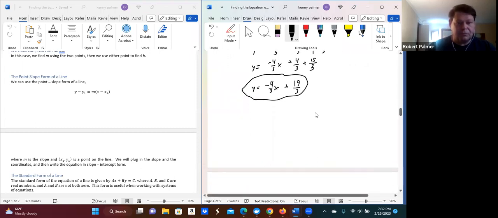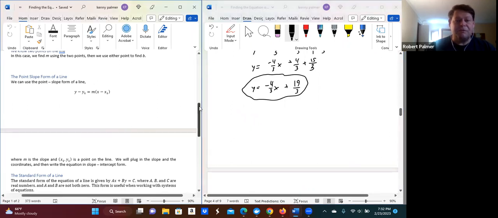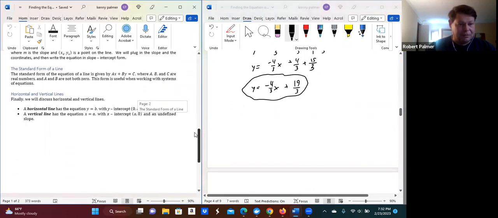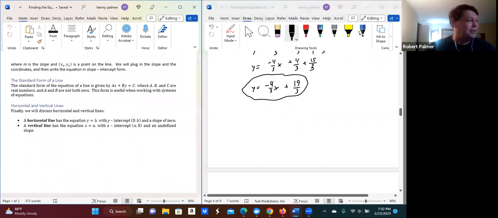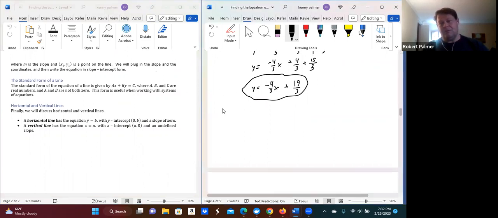Okay. Now let's also talk about a few other forms of the line. Something called the standard form of the line. Let's look at it over here.